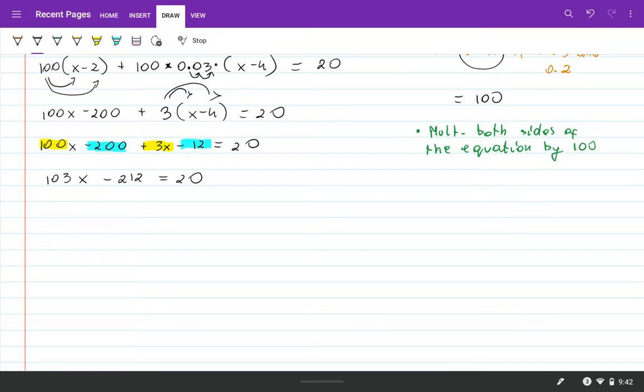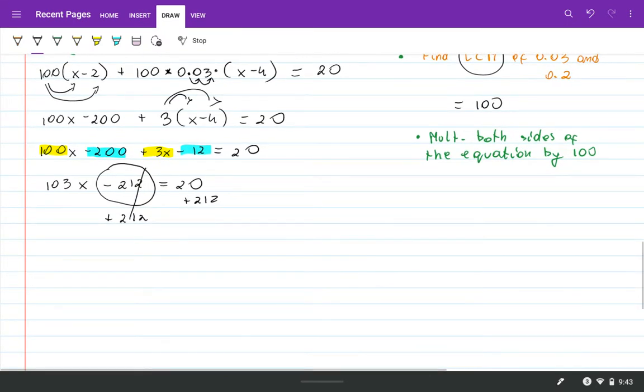So we need to solve the equation for x. We have to remove that negative 212 by using the opposite. So we're going to add 212 to both sides. So we're having 103x equal 212 plus 20. So that will be 232. Okay, so we're having 232, and then we'll have to divide by 103.